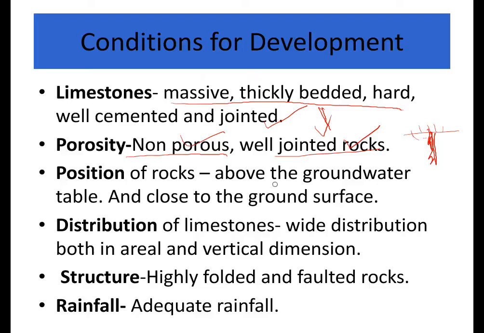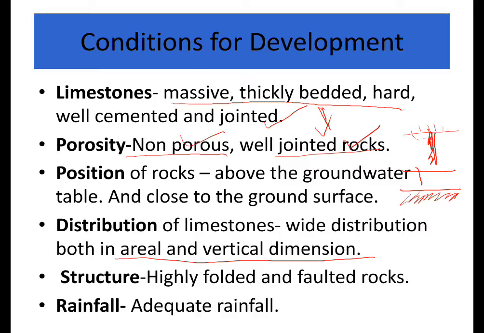The position of the rock should be above the groundwater table and close to the ground surface. Suppose this is the groundwater table and this is the surface, and this is the saturated zone, but here this is the unsaturated zone. When the water is flowing towards the groundwater table, its movement enables it to dissolve whichever minerals are dissolvable, and so it can form many landforms. And limestone should be widely distributed in both areal and vertical dimensions.